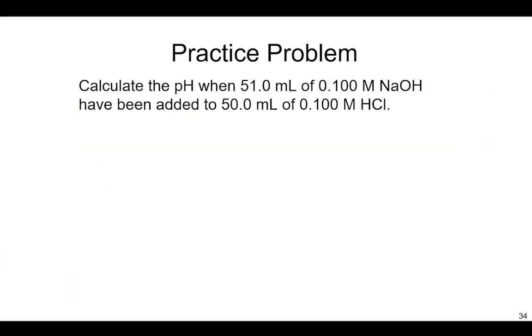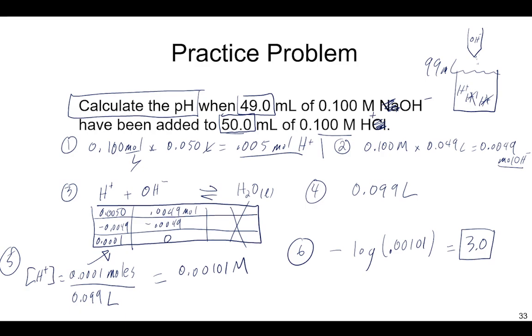Okay, let's look at another type. So this was before equivalence. Let's look at after the equivalence point. Calculate the pH when 51 mils of 0.1 molar NaOH have been added to 50 mils of 0.1 molar HCl. Okay, so you see this is the same as the previous problem, right? So I've now added 2 additional milliliters. Okay, so I'm going to be doing the same thing.